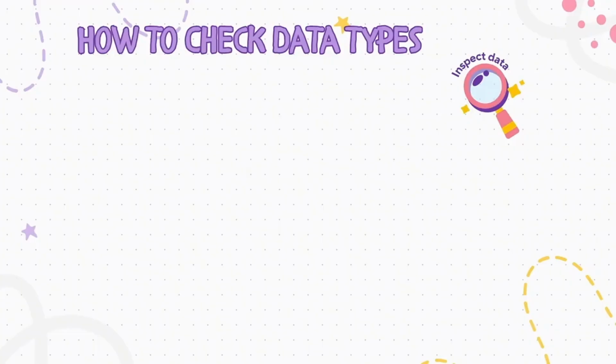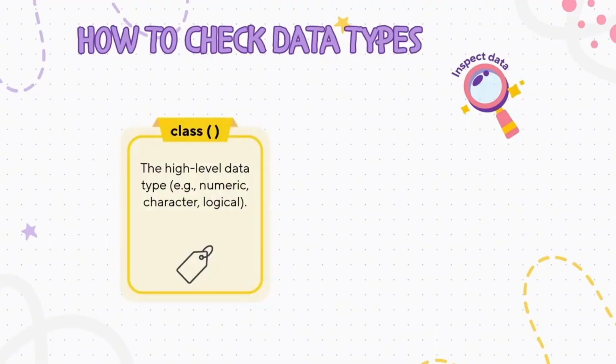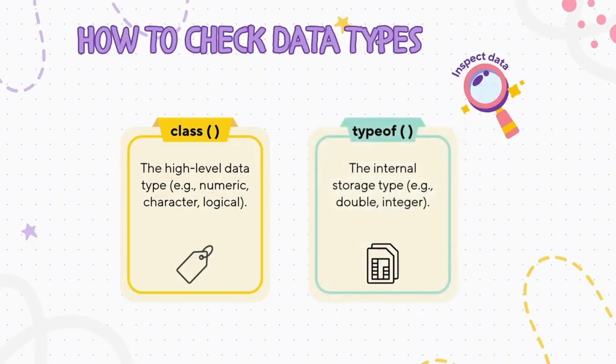First of all, we have the class function. Class answers the first question. It tells us about the high level category of the value. For example, if the data is numeric, character, or logical data. But R also stores data internally in different formats. That is where the function typeof comes in. It tells us the low level storage type inside R's memory.